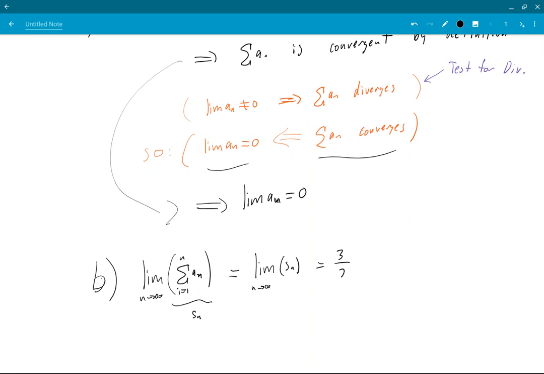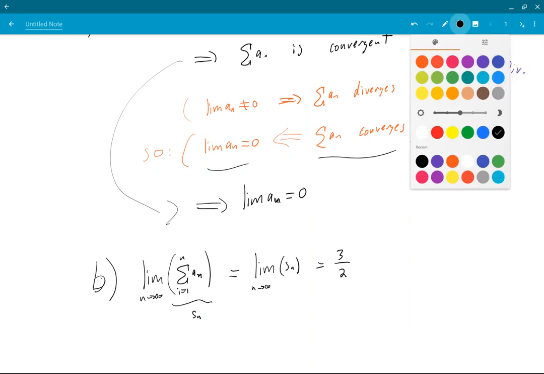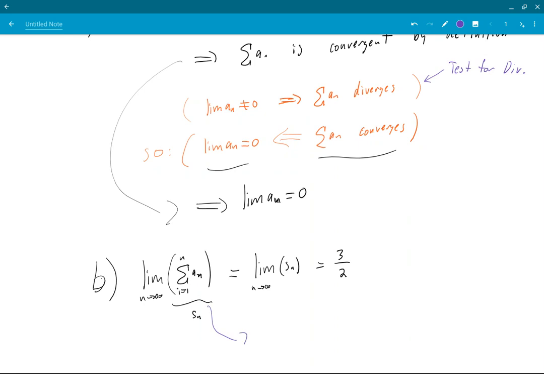And we're told earlier the limit of that is 3 over 2. Okay, this is the nth partial sum. More details on that. Summation i equals 1 up to n of An. That is the sum that starts at A1 and stops at An. Okay, what do we mean when we write that down? That's exactly Sn.